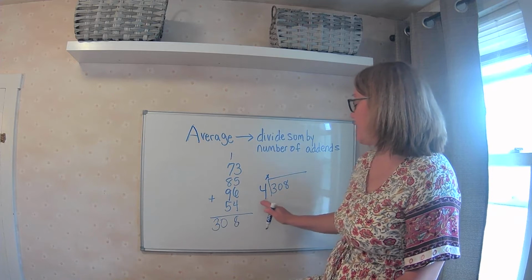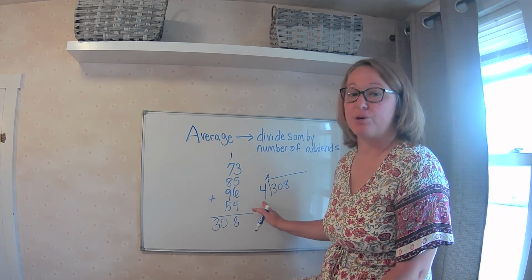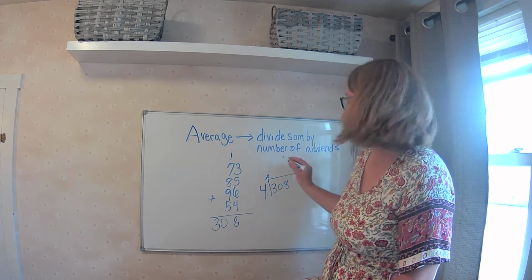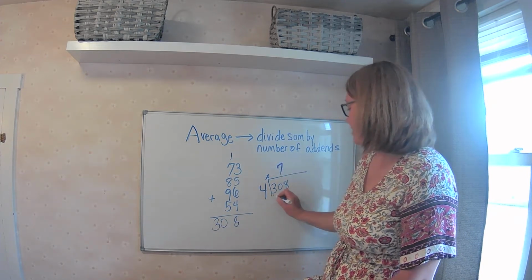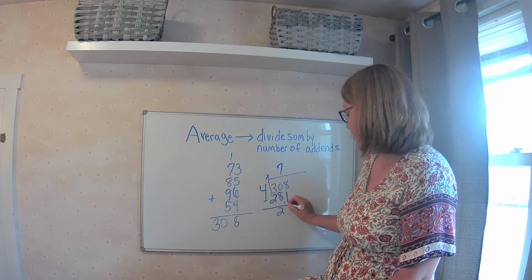So 30 divided by 4. Let's do 4 times 7, which is 28. All right, so we put a 7. Now we bring down, we subtract. We have a 2, and we have an 8.